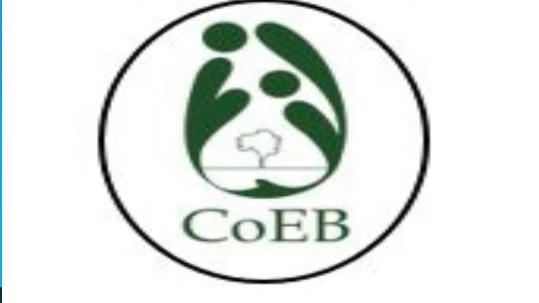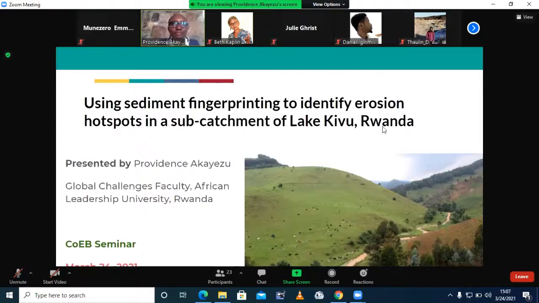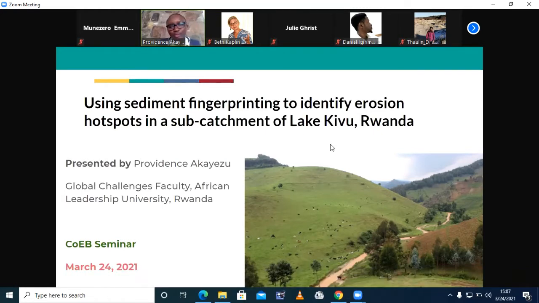So as Beth just mentioned, this is a study about identifying the sources of erosion in one of the catchments in northwestern Rwanda. And I think this is very timely to share the tool that we have used, known as sediment fingerprinting, as we are celebrating World Water Day, Forest Day, and World Meteorological Day this week and last week.